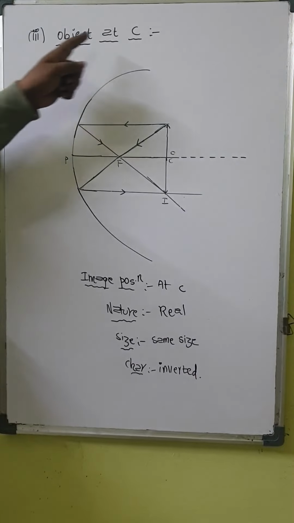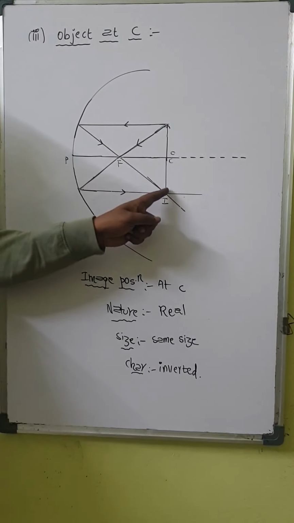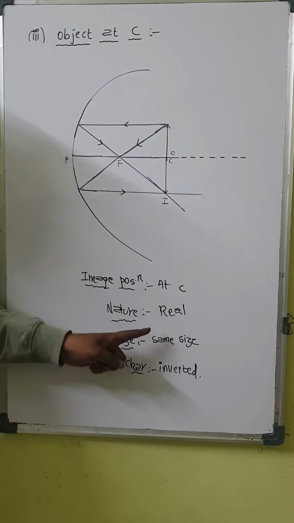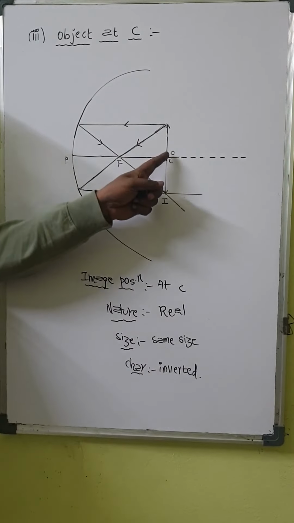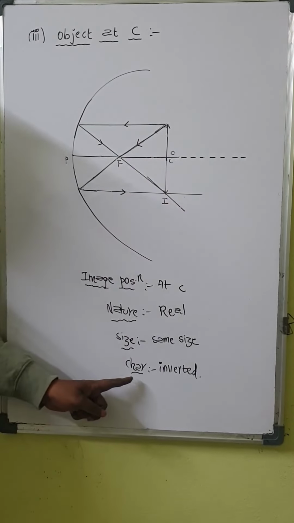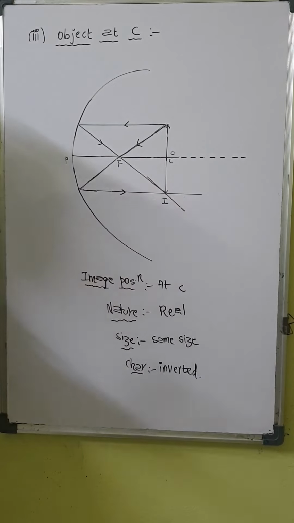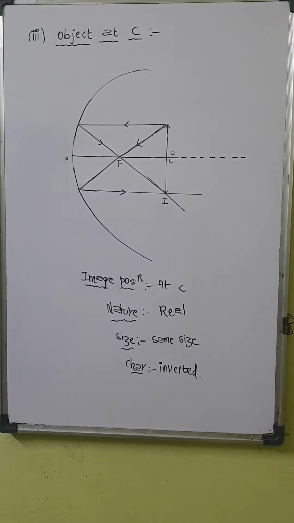So when object is at C, image is formed also at C. It is real image. It is same size, object size, image size are same, and it is inverted image as it is formed below the principal axis.